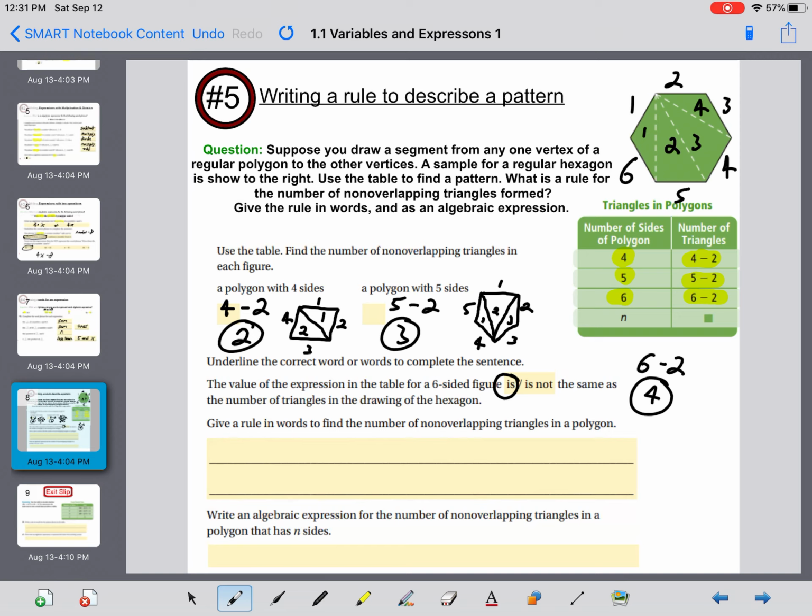So if we're to give a rule in words to find the number of non-overlapping triangles, we took in each one the number of sides, 4, 5, or 6, and what did we do to each of them? Subtracted by 2. So the rule is the number of sides minus 2. So our algebraic expression for n sides would be n minus 2.